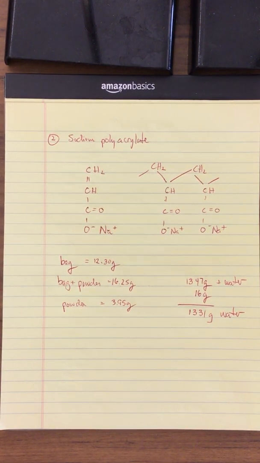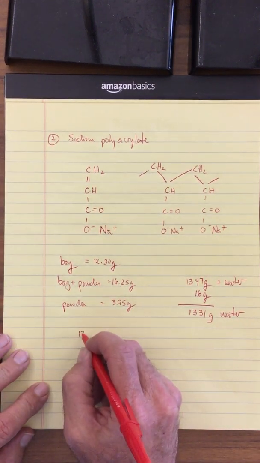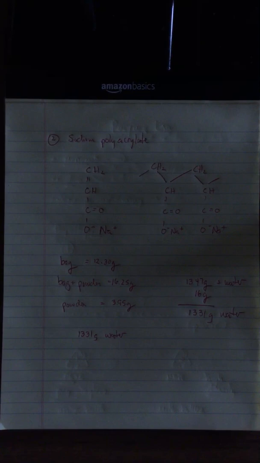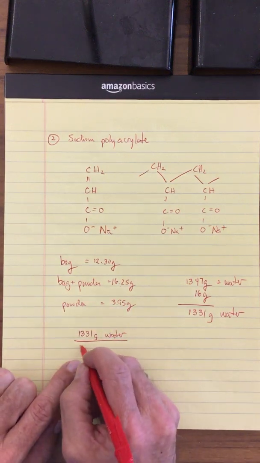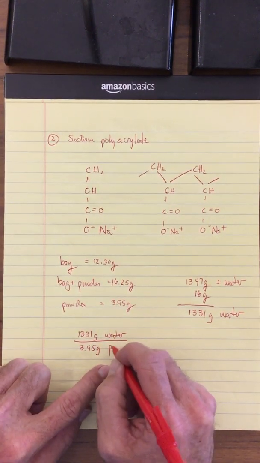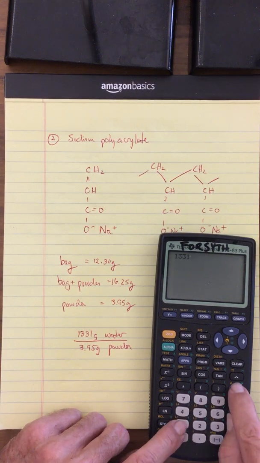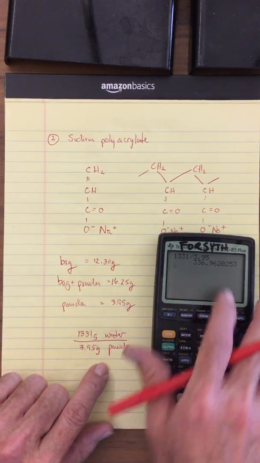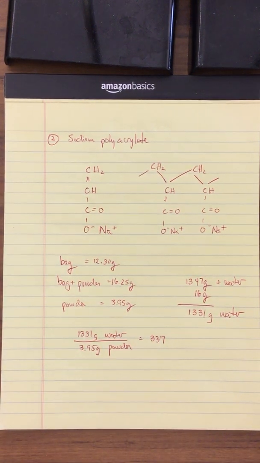So what I want to do now is I want to say, well, how many times its weight can it hold in water? We're going to take this, which is the 1,331 grams of water. Okay, this is the mass of the water. And we divide this by the mass of the powder, which is 3.95 grams of the powder. So we have 1,331 divided by 3.95. This gives us about 337. We're going to just round to 3 digits. 337. What does this number mean?